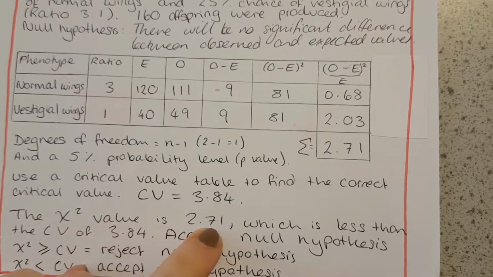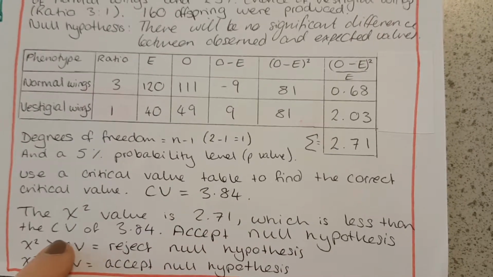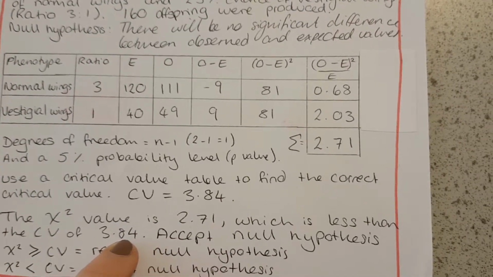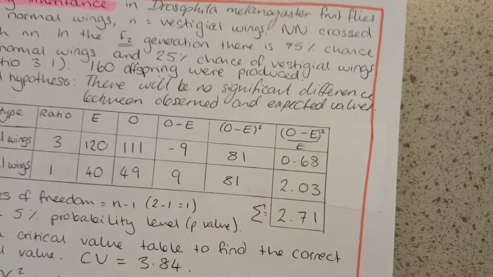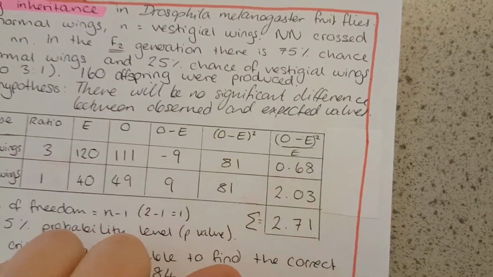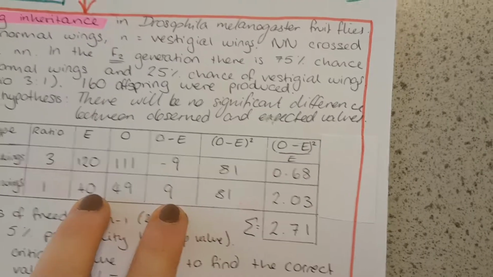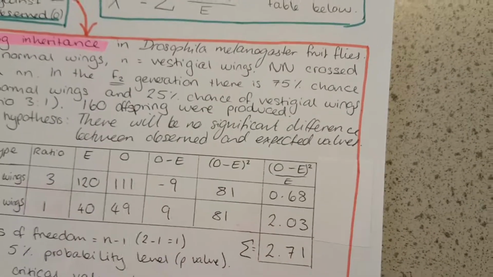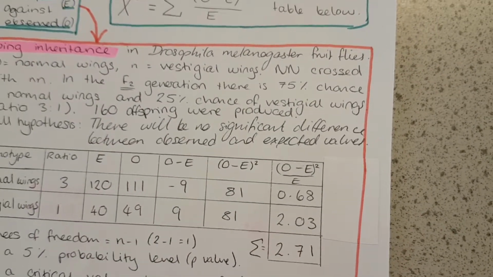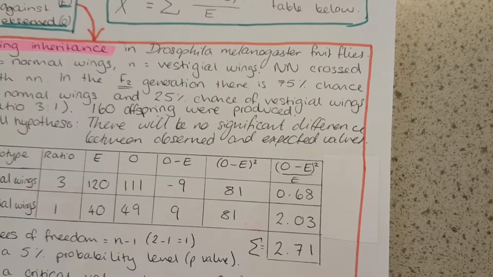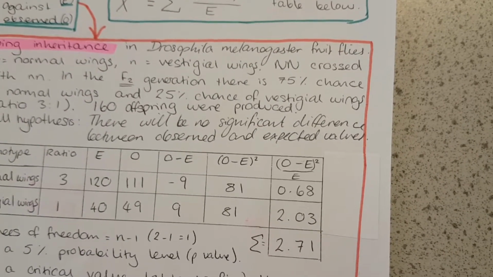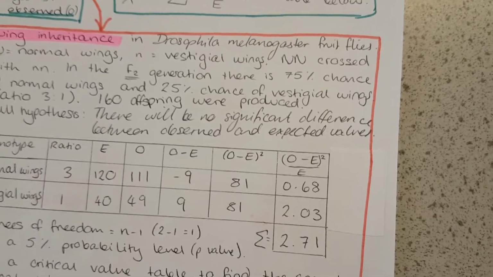So our chi-squared value is 2.71, which is less than the critical value of 3.84, so we accept the null hypothesis. So this is true. There is no significant difference between observed and expected values. We know there is a slight difference of 9 for each one, but because we've got quite a big overall number, 160 offspring, it's not a statistically significant difference.